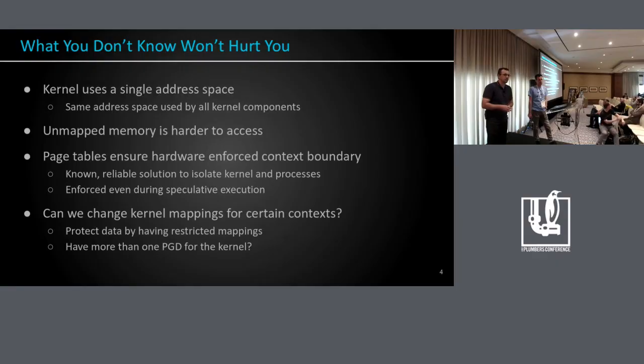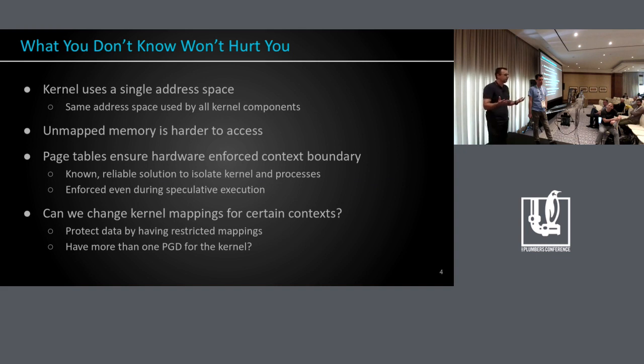So page tables seem a good fit, because the mapping is enforced by the MMU, so that's a reliable solution. It is currently used to isolate the kernel and the process, and it's enforced during speculation. So the idea is, can we change some of the kernel mapping in certain contexts, so that we can have better protection for some data by having a restricted mapping? One idea I'm going to present is having more than one PGD for the kernel in some contexts.